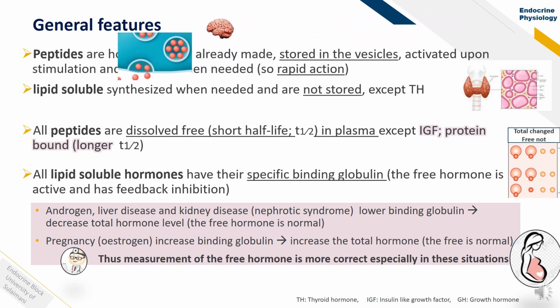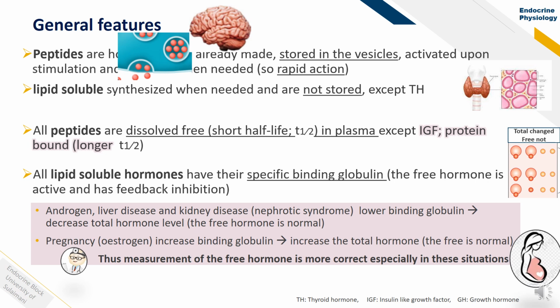So this is the vesicle that the peptide is stored in. They are made beforehand, and whenever there is a stimulus, they are released immediately. And all brain hormones are peptides. Not all peptides are from the brain, but all brain hormones are peptides. This is in order to remember.